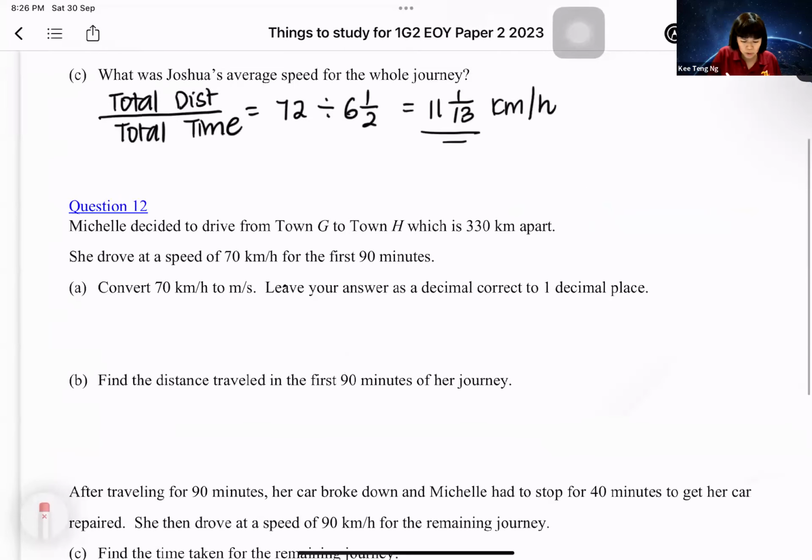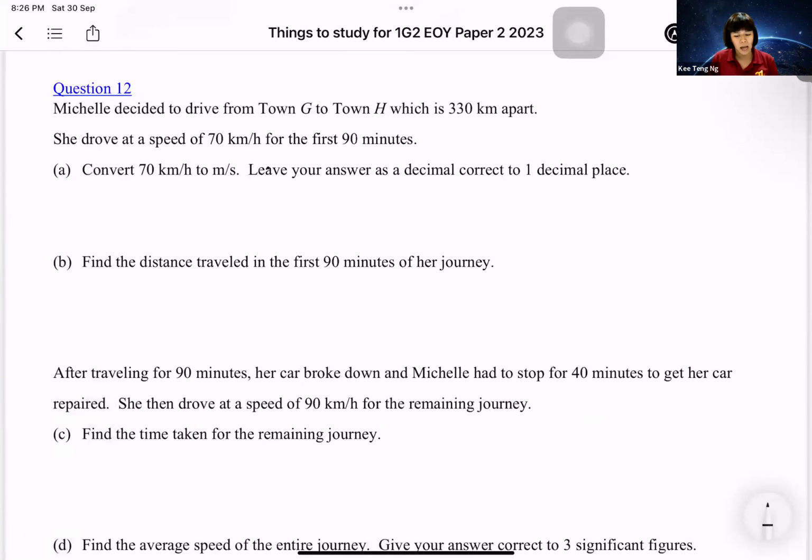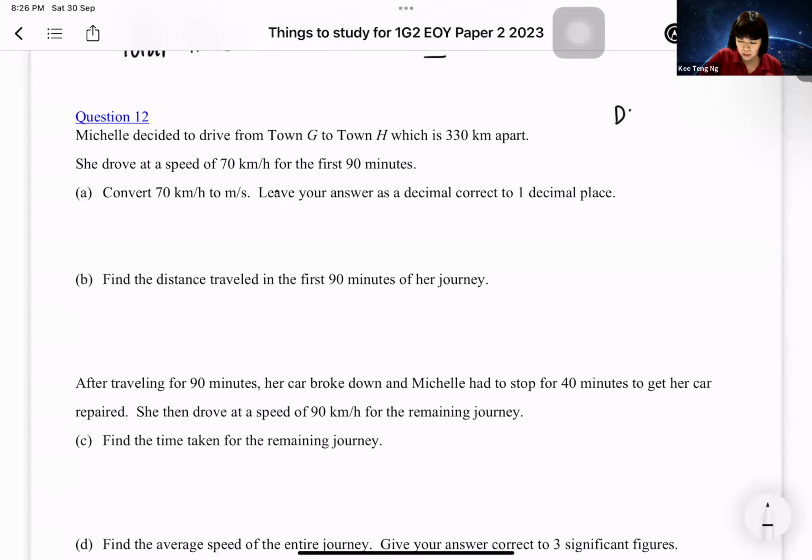Right, question number 12. Michelle decided to drive from town G to H, which is 330 kilometers apart. Okay, I'll still fill out my DST. Distance from G to H was 330 kilometers. She drove at a speed of 70 kilometers per hour for the first 90 minutes.